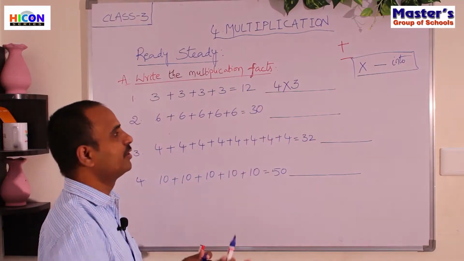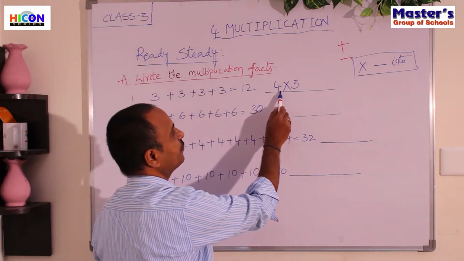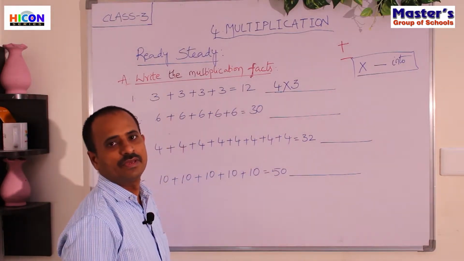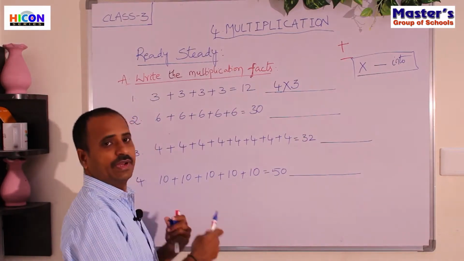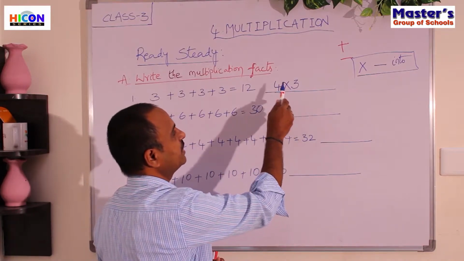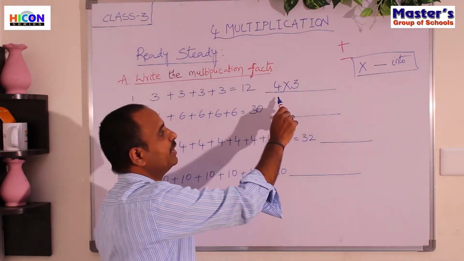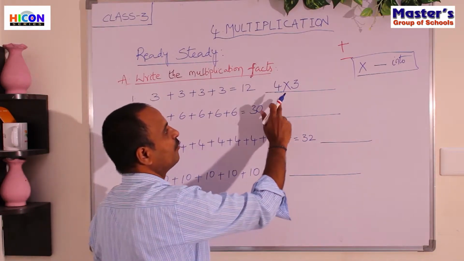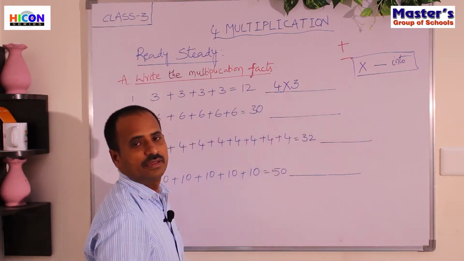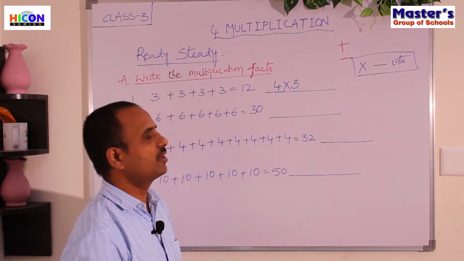First we have to write how many times the number is repeated. Here 4 times is repeated. And next, which number is repeated? The number 3 is repeated, so 3 goes next. And put the symbol into in between the two numbers. Now, 4 into 3. That means 4 3s are how much? So children, 4 3s are how much?